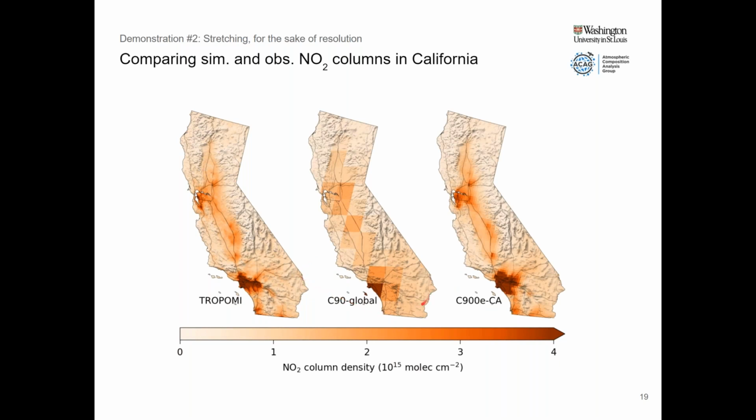And so you'll see that the CubeSphere simulation is missing a lot of those local enhancements just because the grid is too coarse, whereas the stretch grid simulation is actually doing a good job of capturing those local enhancements. We do see them in San Francisco, Sacramento, Fresno, Bakersfield, as well as further south. And so the main takeaway here is that we can use stretch grids to go to much finer resolutions than we were able to previously.